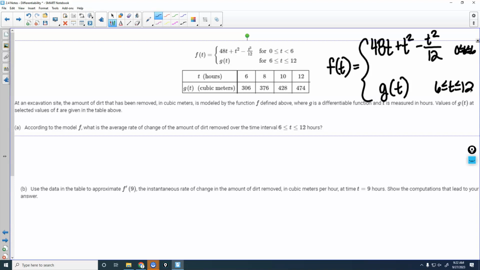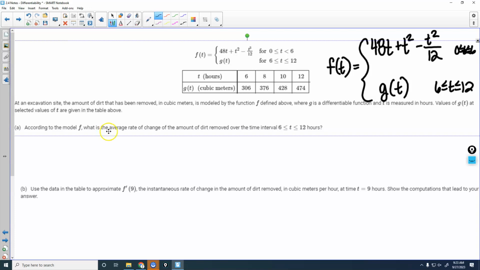Okay, so according to the model, let's read the whole thing. At an excavation site, the amount of dirt that has been removed in cubic meters is modeled by the function f defined above, where g is a differentiable function and t is measured in hours. Values of g of t at selected values of t are given in the table above. According to the model f, what is the average rate of change of the amount of dirt removed over the time interval 6 to 12?